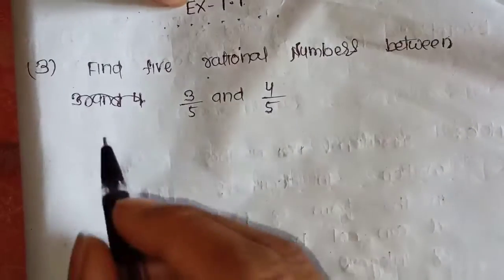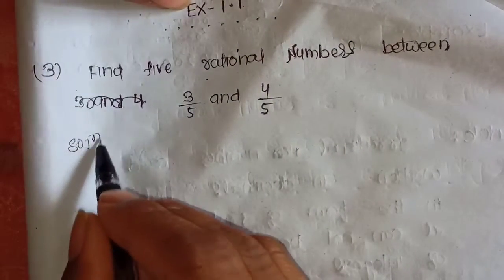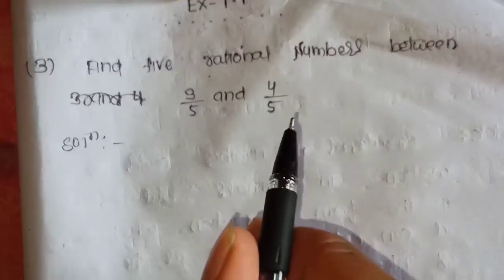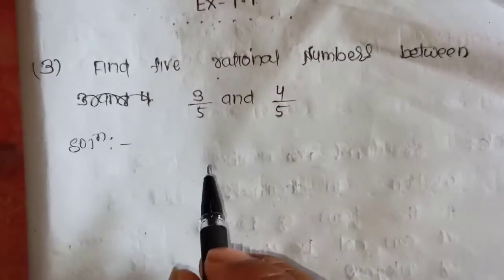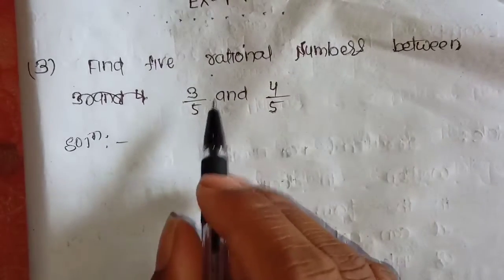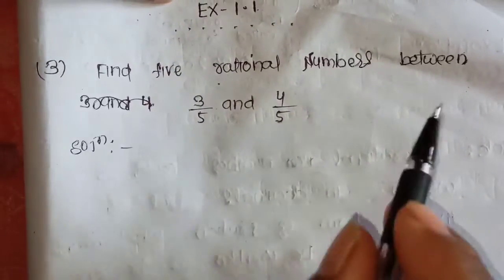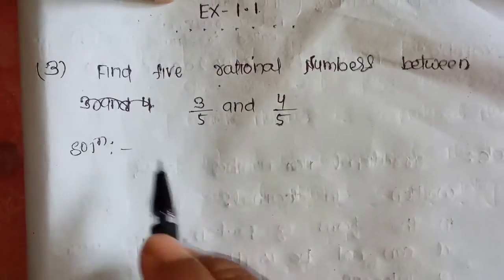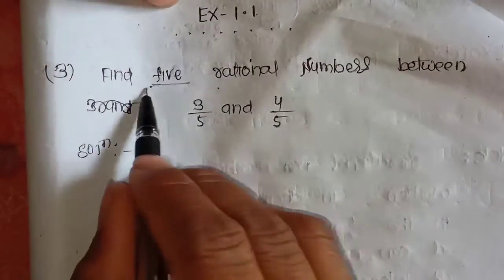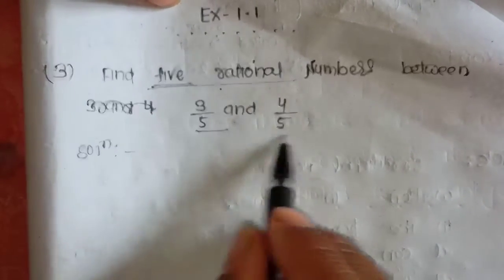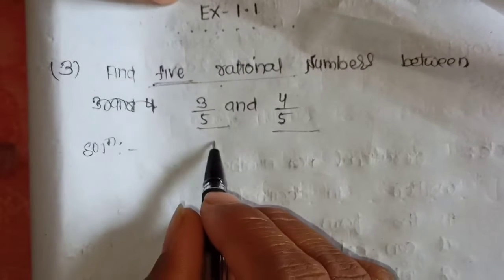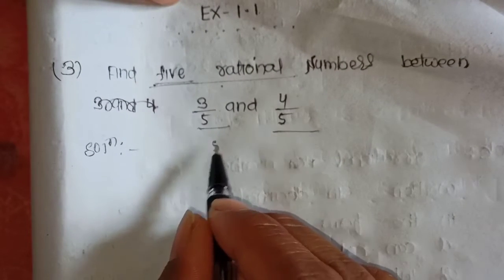Students, this is our third question from NCERT exercise 1.1. We are going to discuss the solution. First we must say one thing: there are many methods to find rational numbers between any two numbers. I have already uploaded a video related to that topic; you can clearly watch it. Here we have to find 5 rational numbers between these numbers. Okay, let's start.